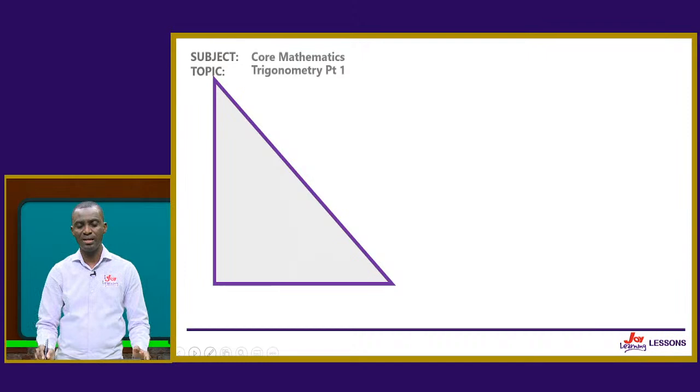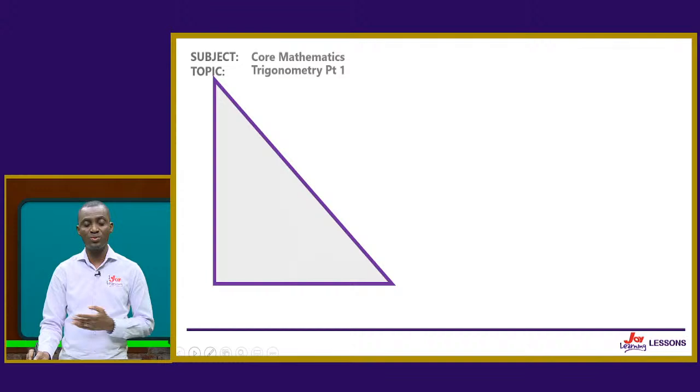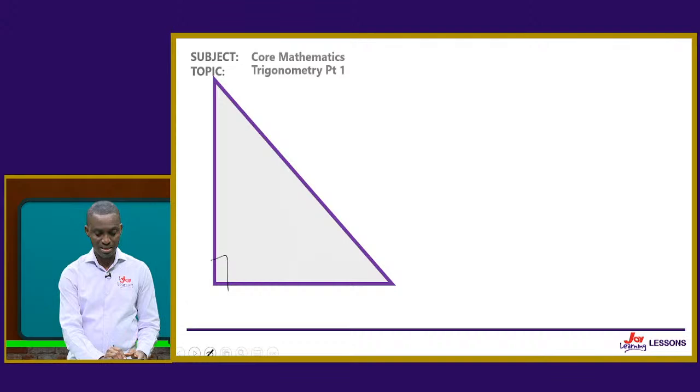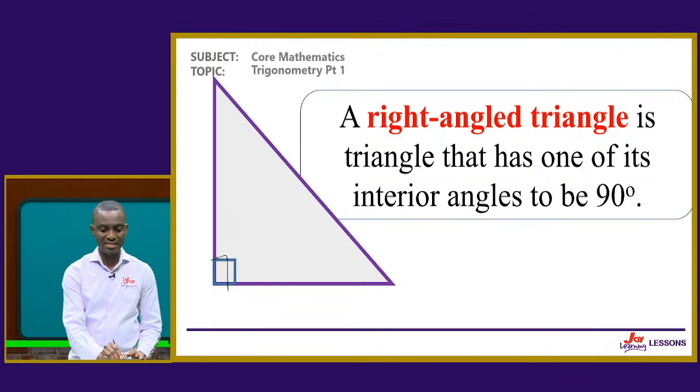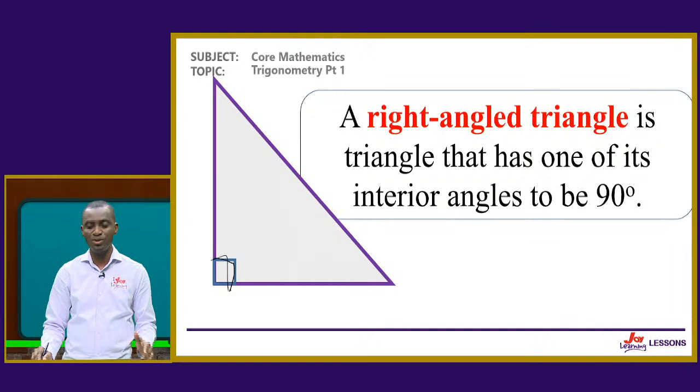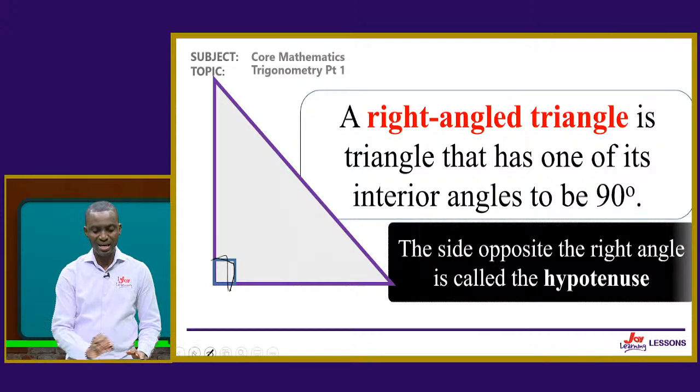Now, when I draw this diagram and I ask you what type of triangle this is, you probably quickly say that it's a right angle triangle because it looks like the angle here is 90. It looks like it, but you can't be very sure until I tell you that it is 90 degrees. So when I tell you that this particular angle here is 90 degrees, then we can call this a right angle triangle. By definition, a right angle triangle is a triangle that has one of its interior angles to be 90 degrees. And in a right angle triangle, the side opposite the right angle is called the hypotenuse.